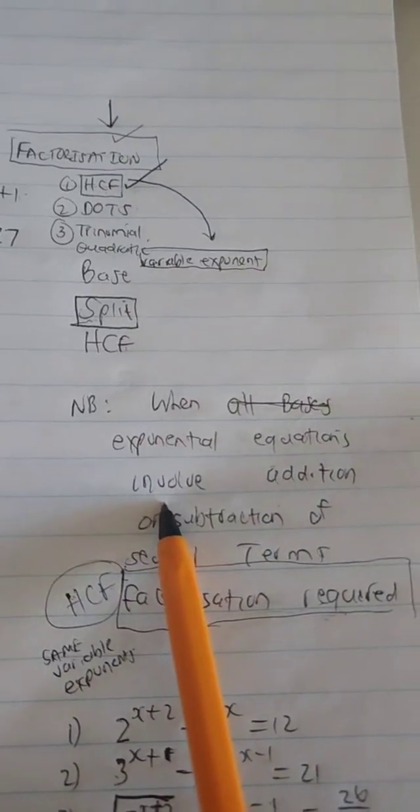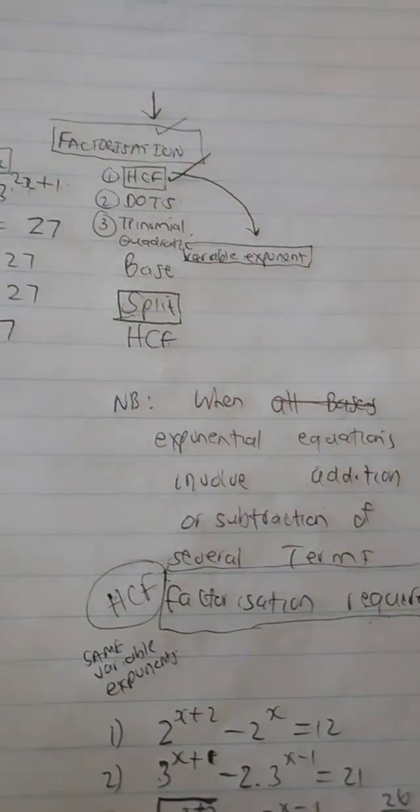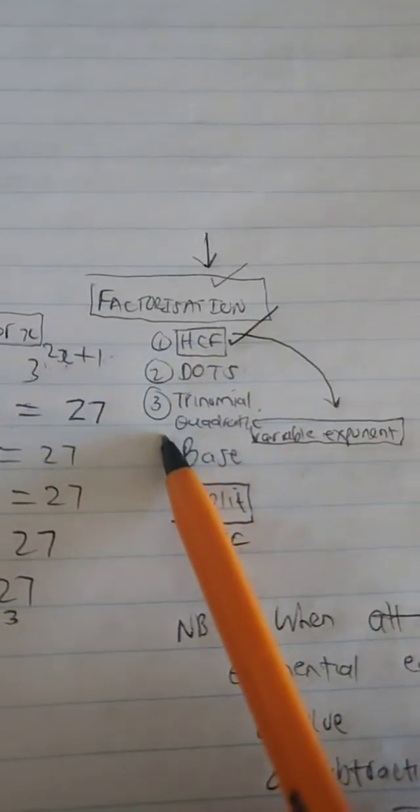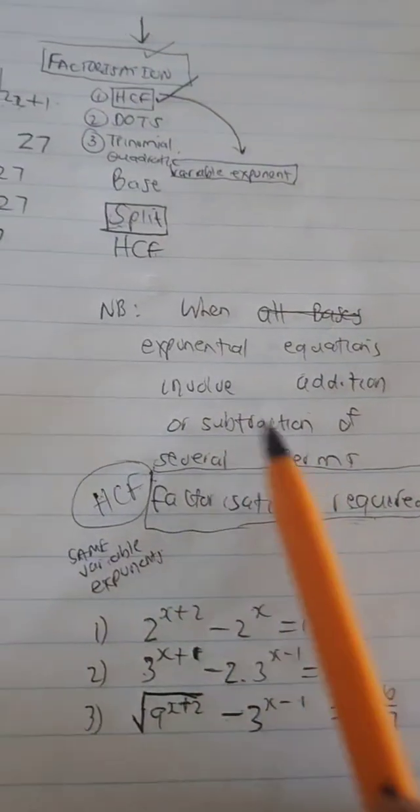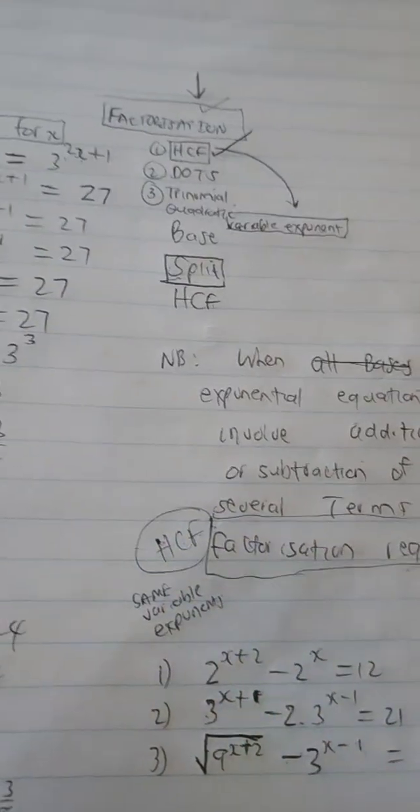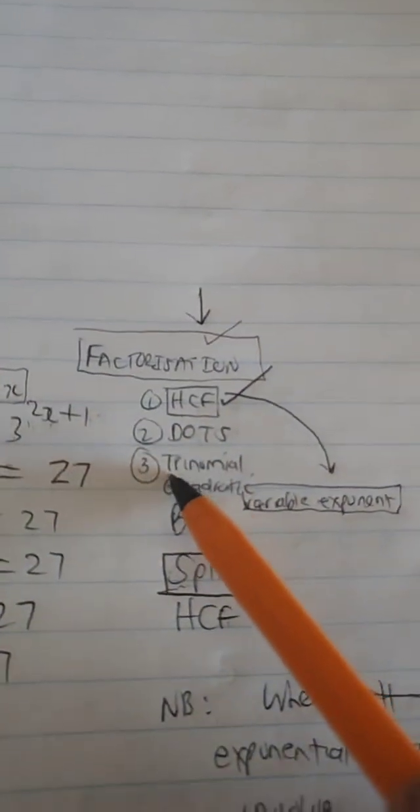How do we identify a question that needs us to not apply highest common factor but maybe difference of two squares, or one that cannot work with highest common factor or difference of two squares, but works with quadratic trinomial type questions?